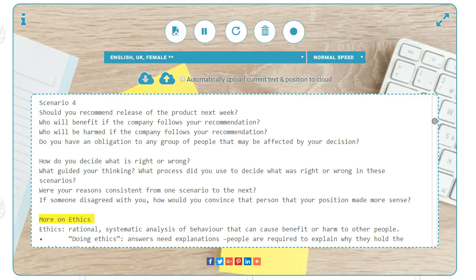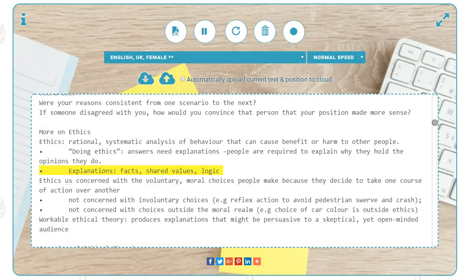More on ethics. Ethics is the rational, systematic analysis of behavior that can cause benefit or harm to other people. In doing ethics, answers need explanations. People are required to explain why they hold the opinions they do. Explanations use facts, shared values, and logic.